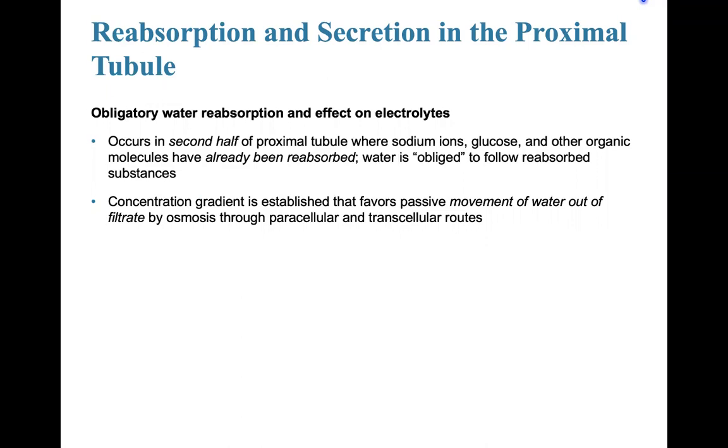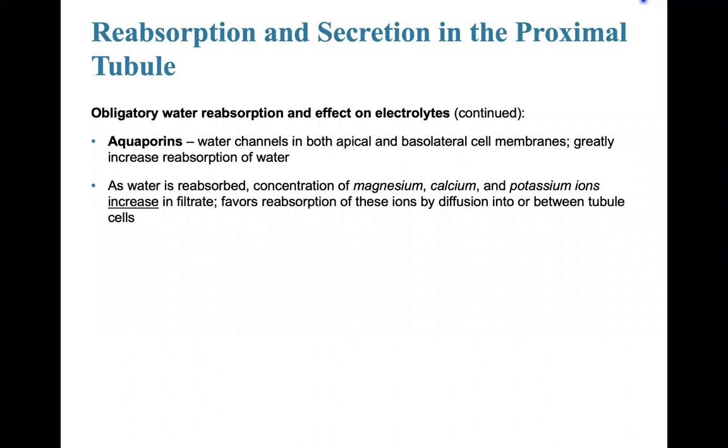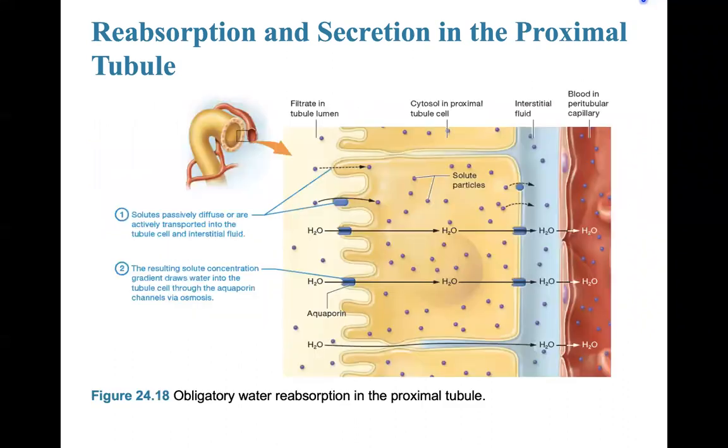Obligatory water reabsorption and the effect on electrolytes. This occurs in the second half of the proximal tubule, where sodium ions, glucose, and other organic molecules have already been reabsorbed. Water is obliged to follow reabsorbed substances. A concentration gradient is established that favors passive movement of water out of the filtrate by osmosis through paracellular and transcellular routes. Aquaporins, which are water channels in both the apical and basolateral cell membranes, greatly increase the reabsorption of water. As water is reabsorbed, the concentration of magnesium, calcium, and potassium ions increases in the filtrate. And this will favor reabsorption of these ions by diffusion into or between the tubule cells. And you can see the water movement here based on other things moving through.